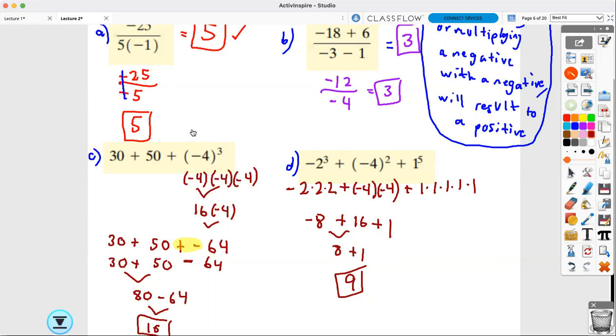I have a question. Go for it. On number C, when the step where it says 30 plus 50 and then the plus -64, why did it change to -64? Because I added it and I got 144 as my answer. Ah, but remember, when you do 16 times a -4, a positive 16 with the -4, it gives you a -64, right?